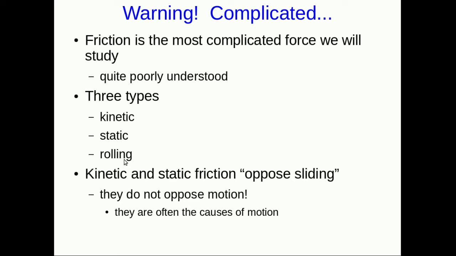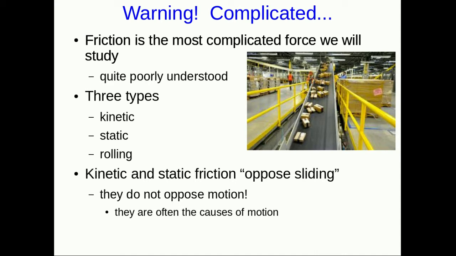They don't oppose motion, although you may have heard before that they do, but actually they can often be the causes of motion. Just think about this conveyor belt. If there was no friction, the boxes would be lying at the bottom of the conveyor belt, with the conveyor belt sliding along underneath. It's the friction force that's pulling these boxes up the ramp.